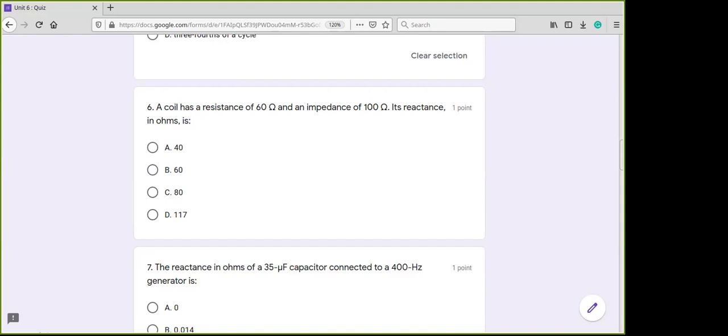Therefore, the impedance is under square root, the resistance square plus XL minus XC whole square. In this case, XC is 0. Therefore, under square root, 60 square means 3,600, yes? Plus 10,000 under square root.